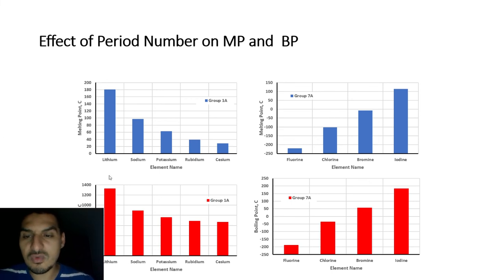Lithium is a small atom. The electron cloud can work efficiently and can hold the atoms together strongly. But as you go down, the metallic bond cannot do the same job as efficiently as it works for lithium. And that's why as the atomic number increases, the melting point decreases for the metals, and the boiling point behaves the same way.